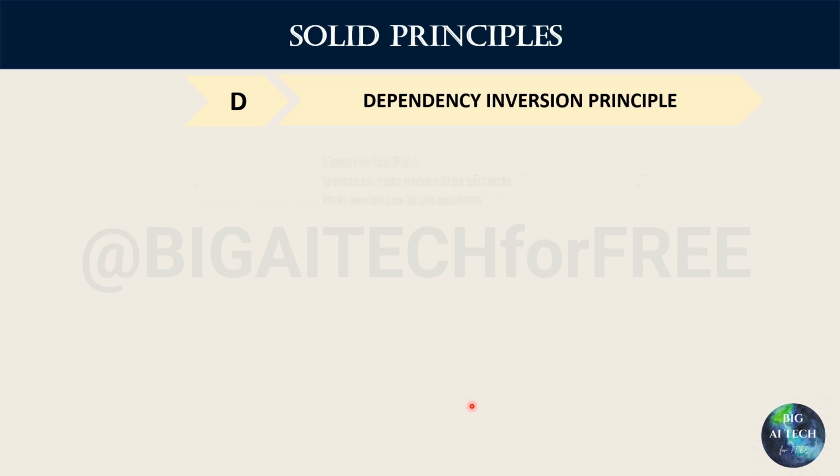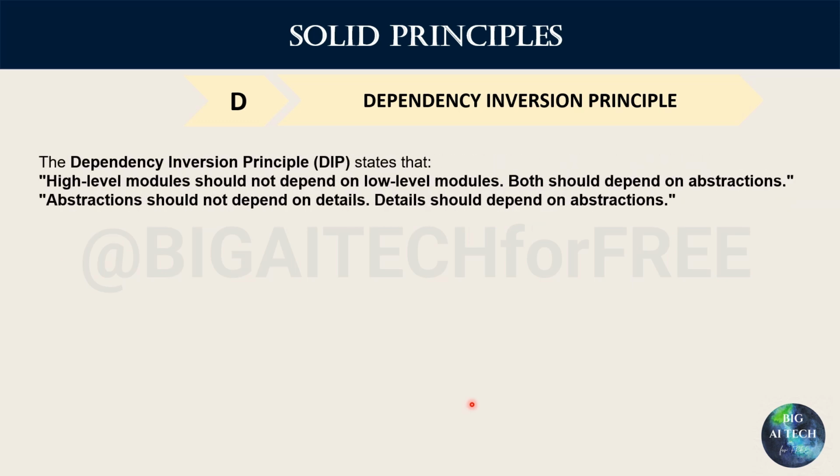The dependency inversion principle, what does it state? High level modules should not depend on low level modules. Both should depend on abstractions. Abstractions should not depend on details. Details should depend on abstractions. Let me tell that again.